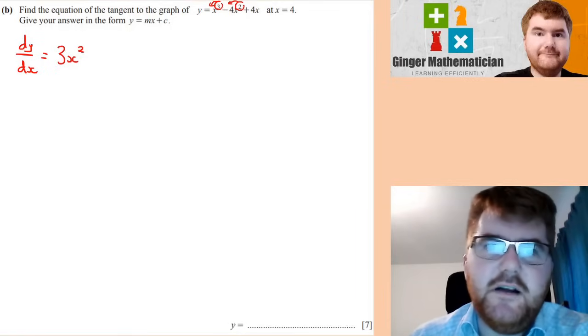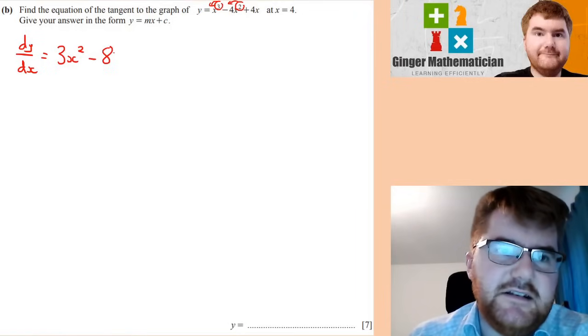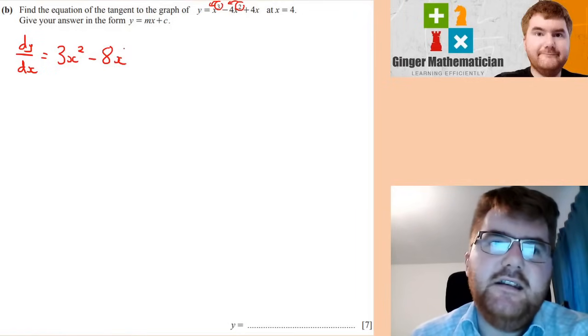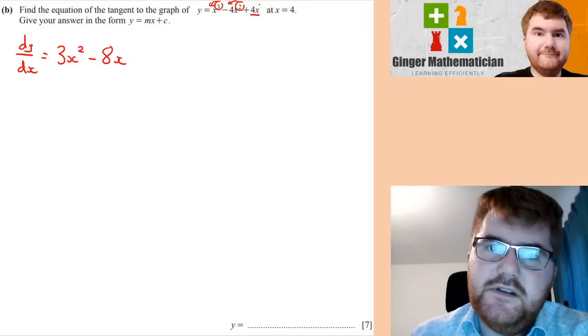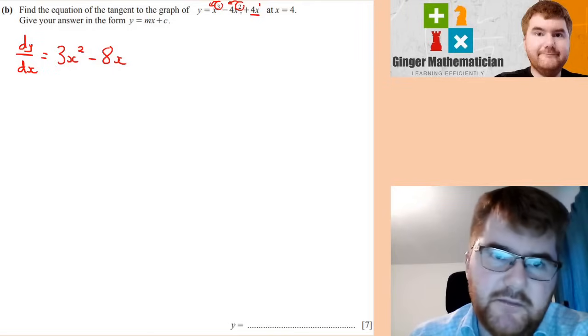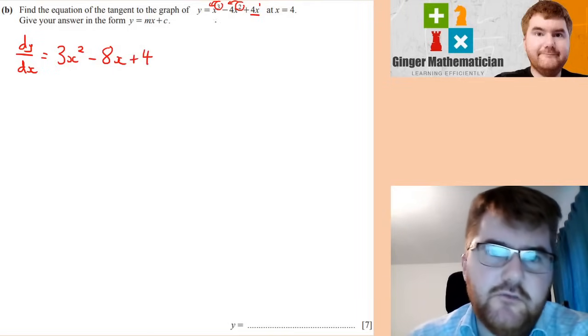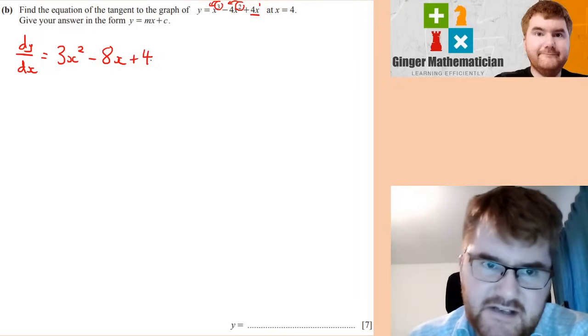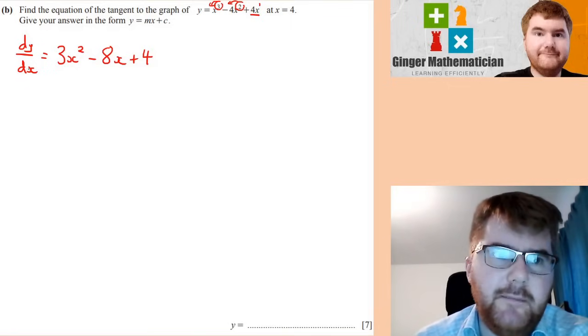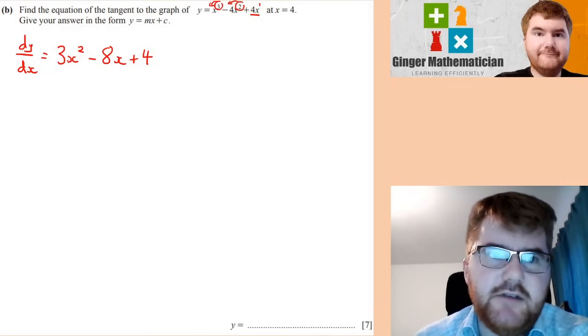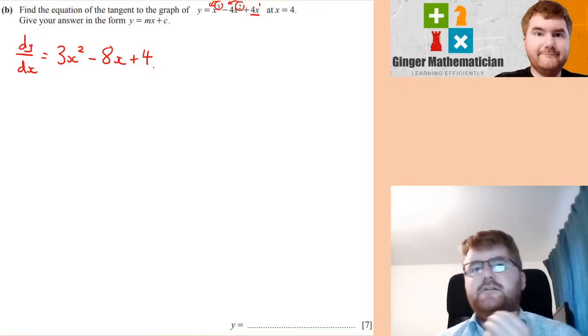So minus 4 times 2 is equal to minus 8. Reduce the index by 1, is 8x. And don't forget, because you've got a 4x here, we do the same procedure because this is x to the power of 1. 1 times 4 is 4, and then reduce the index by 1. That's x to the power of 0, which is just 1. So we get dy by dx is equal to 3x squared minus 8x plus 4.